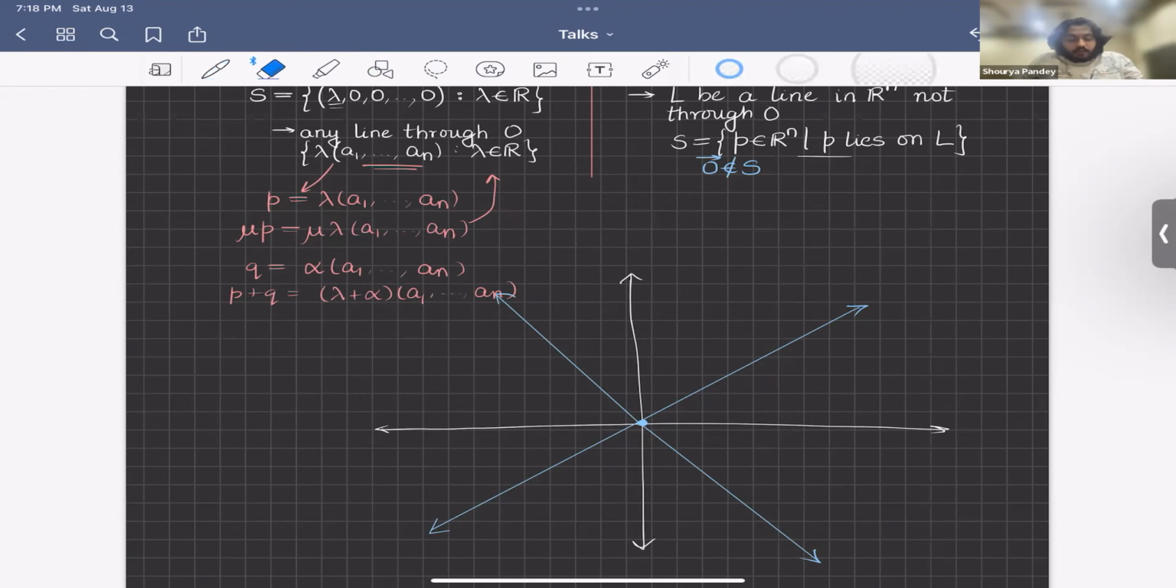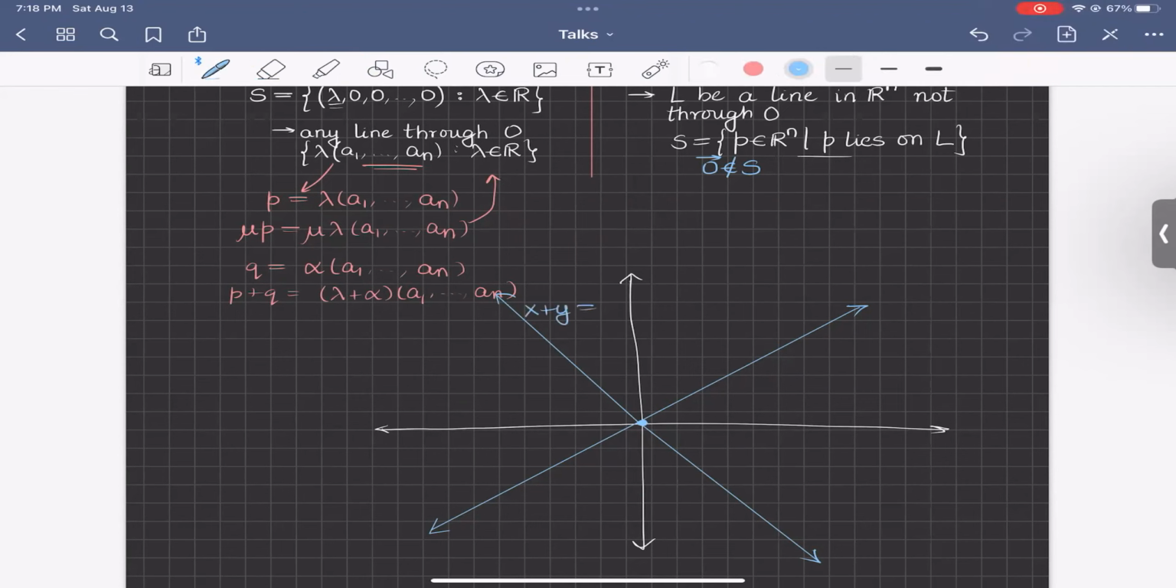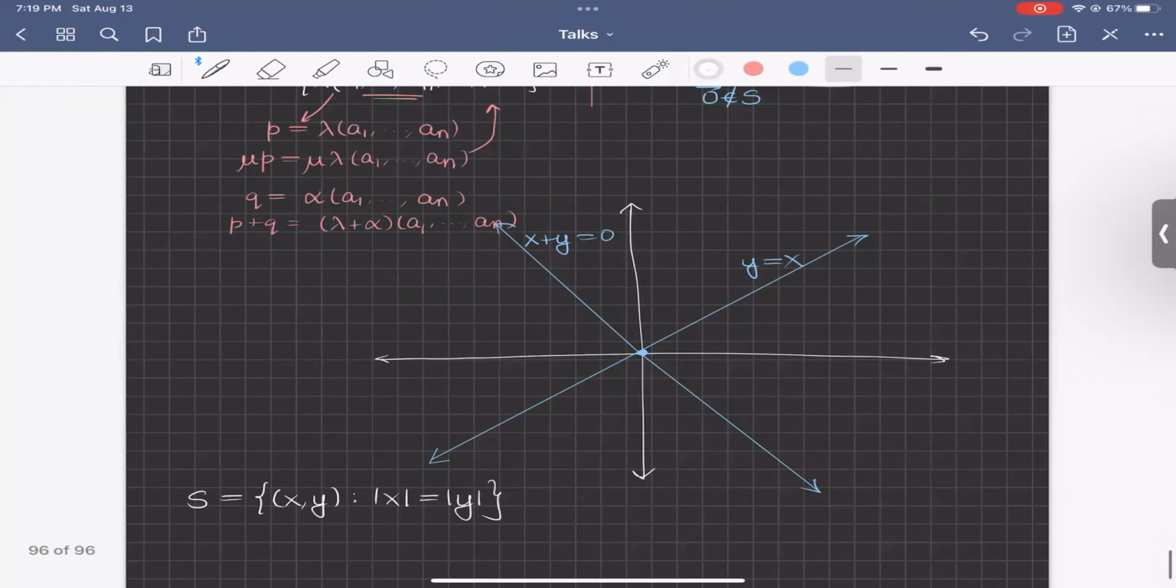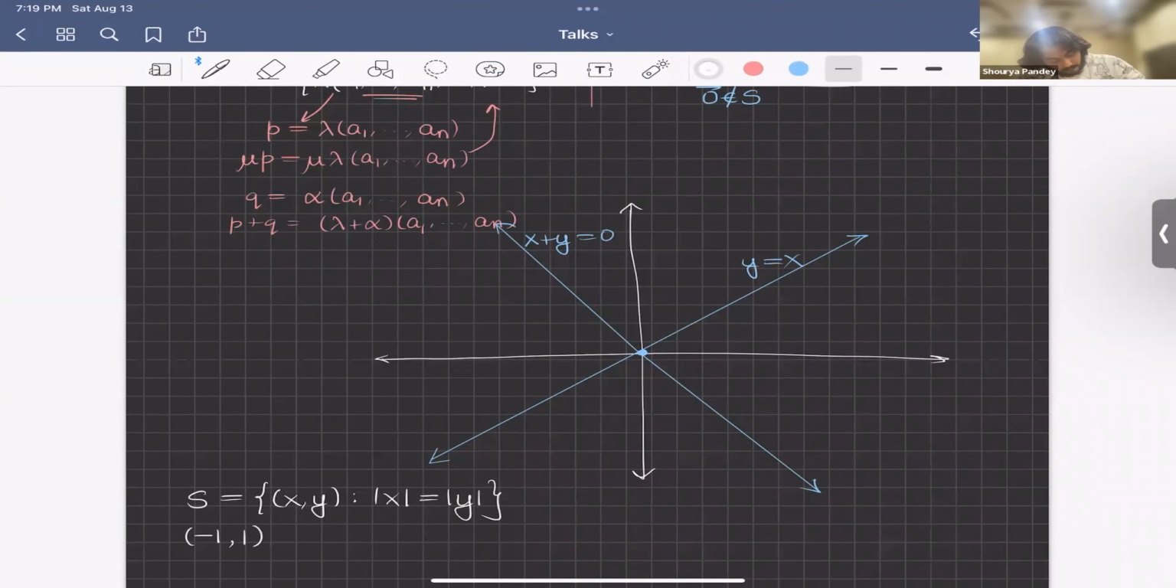Okay. So let's look at a specific line. Let's say this is the line x plus y equal to 0. This is the line y equal to x. So my set is the union of these, basically mod x equal to mod y. So why is this not a vector space? Let's say we take -1, 1 and 1, 1. If we add them, we are expected to get a point in this union itself, but we get 0, 2. You're right.